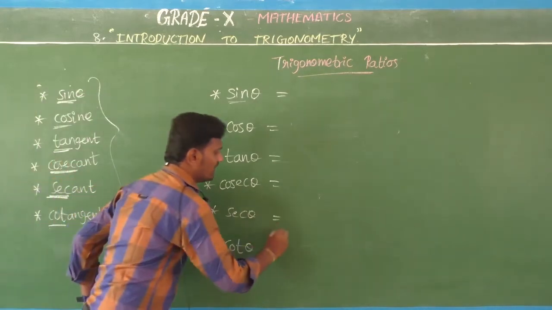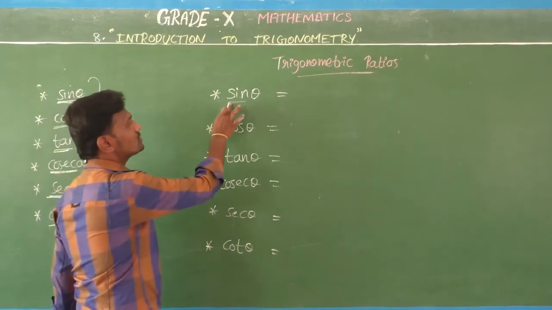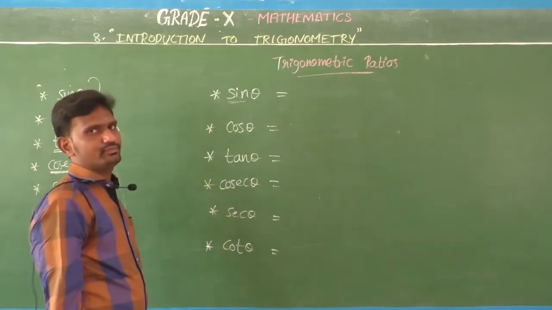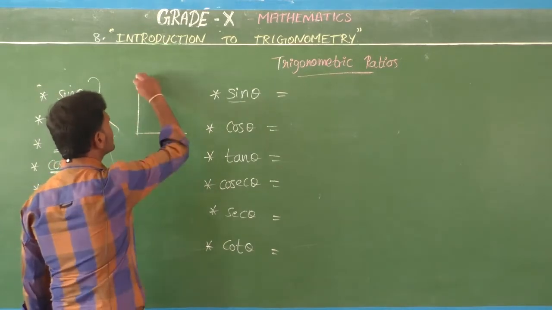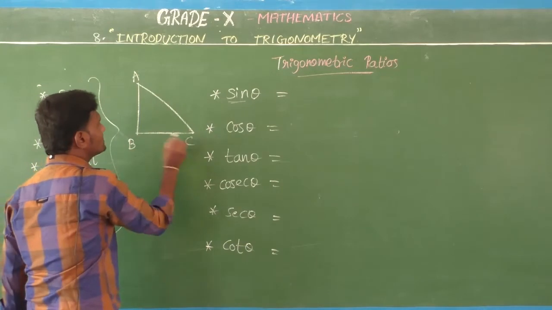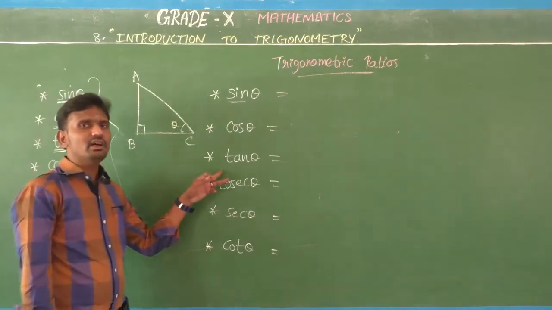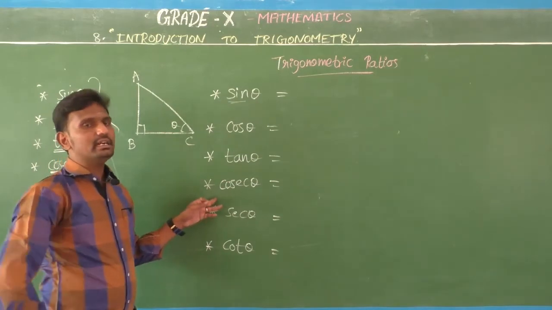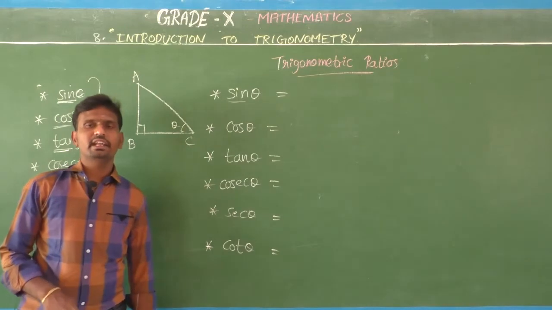So what are the names of the 6 trigonometric ratios? Listen carefully, students. The first one is sin theta. The second one is cos theta. The third one is tan theta. The fourth one is cosecant theta. The fifth one is secant theta. Then finally cot theta.